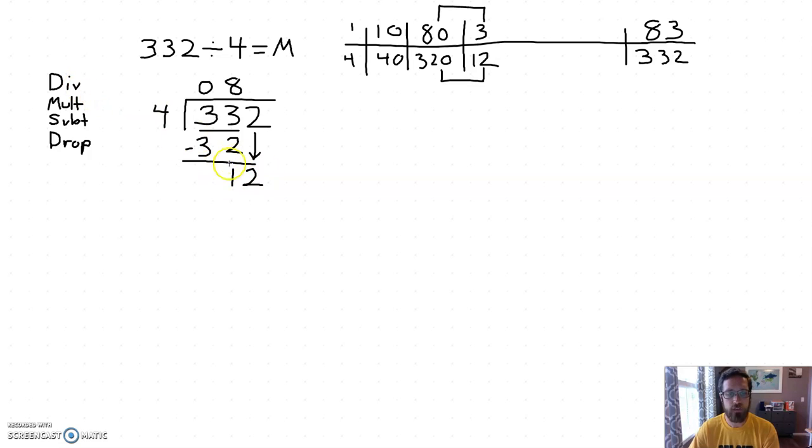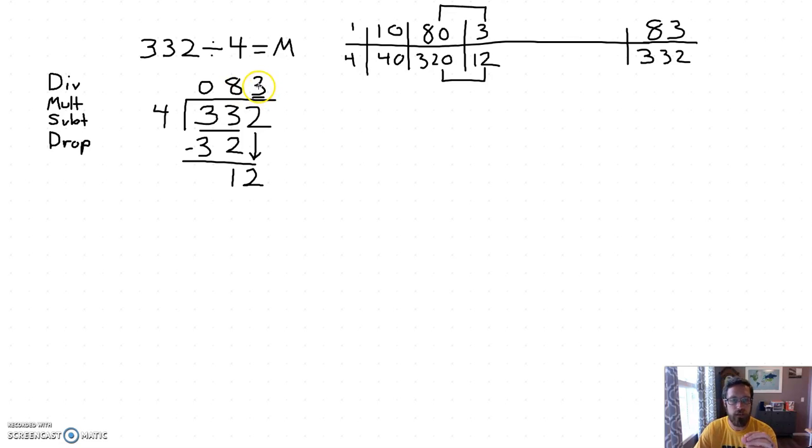So now I'm dividing 12. What did I just drop? I dropped my 2 to make 12, so 12 divided by 4. 4 times what gets me closest to 12 without going over? Well, that's 3. Okay, great. So I divided. Now I'm going to multiply. What did I just write? I just wrote my 3. Only the 3, not 83.